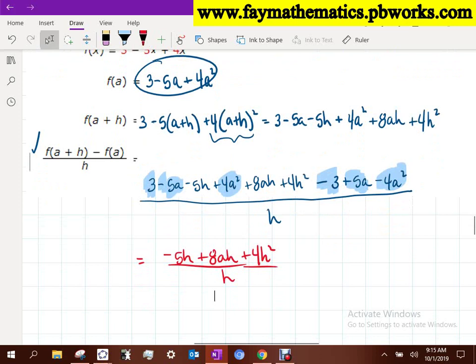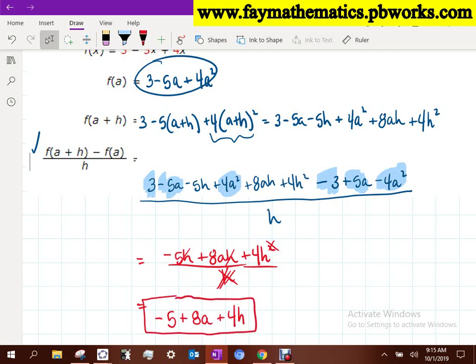Well, something nice happens there as well. That and that cancel, that and that cancel, and then that one and that one cancel, right? So does that leave me negative 5 plus 8a plus 4h? Okay. So that is your answer. Okay, so that's college algebra. You can do that. You've mastered the concept in college algebra. Okay, just evaluating functions.